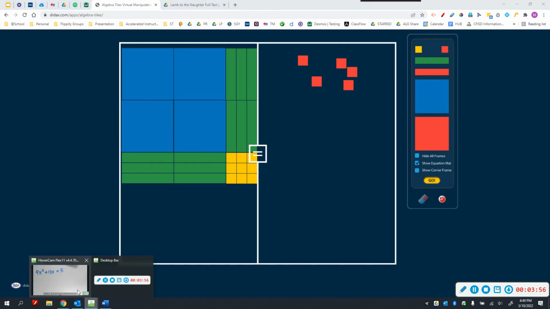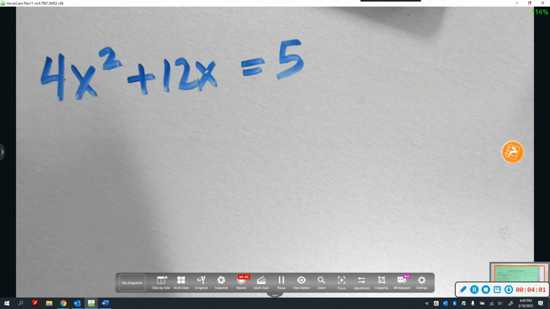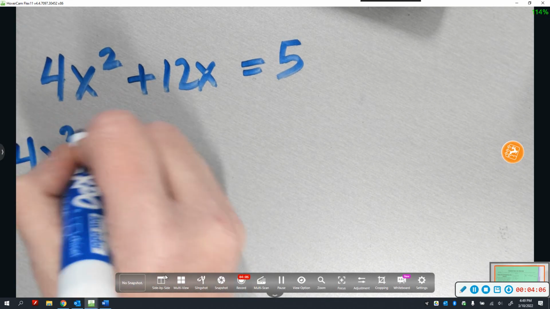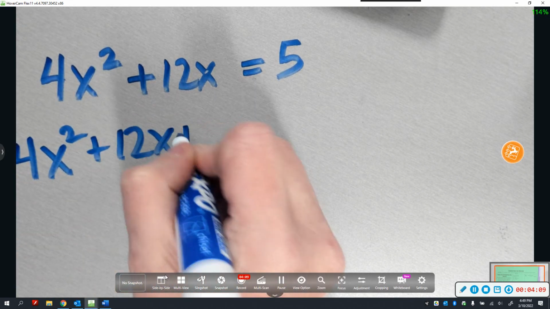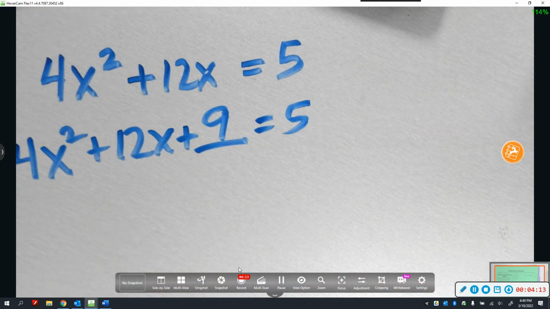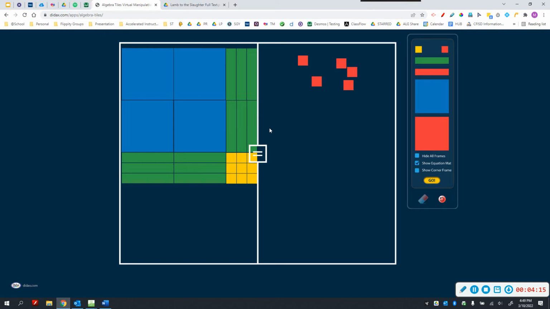So, what did I do? I added 9, right? How did I get 9? Okay, we'll get to that in a second. So I took my 4x squared plus 12x and I added 9. Now, here's the problem. This is no longer a balanced equation because remember, if I want to, oh, that would be great if I could copy them. No, I can't. If I want to, can I copy them?